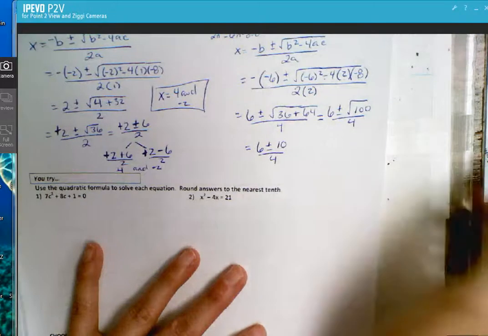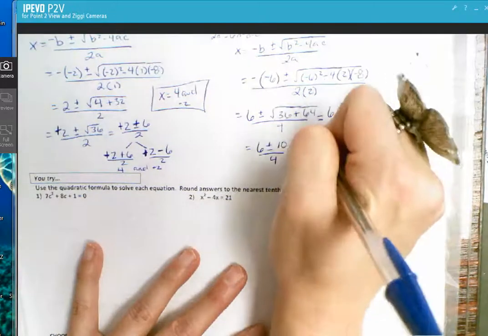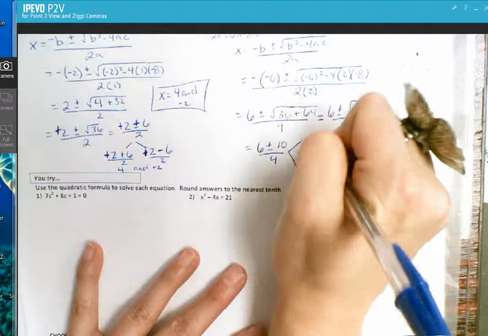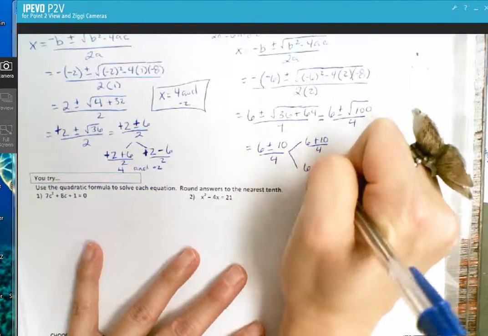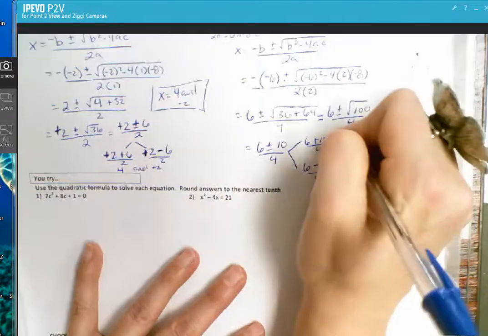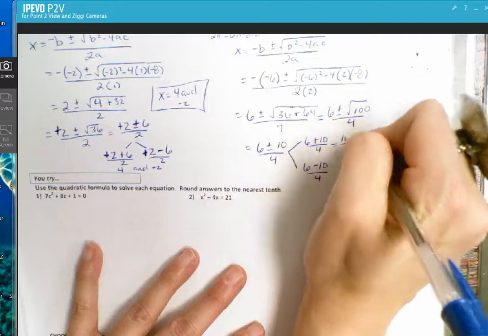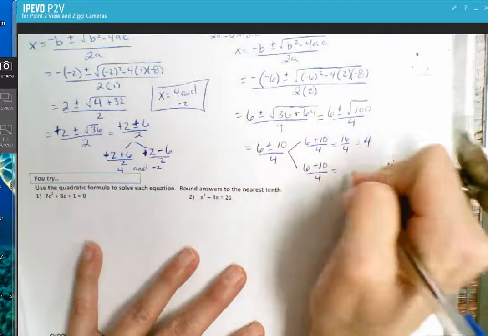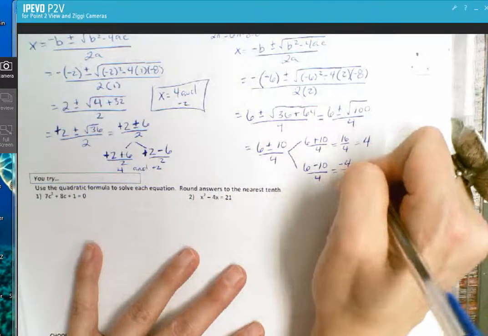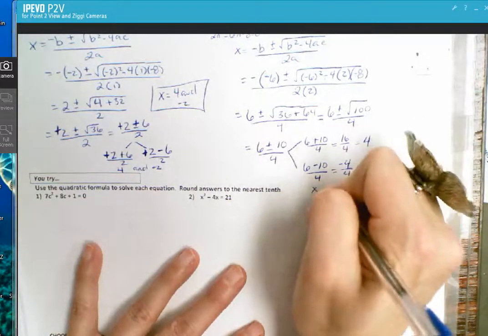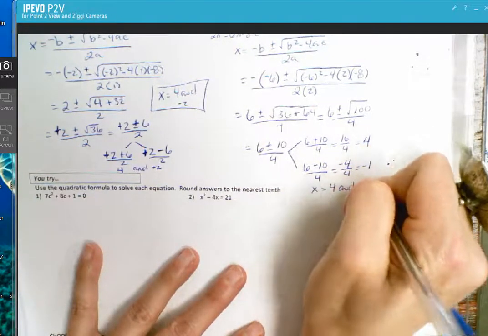Now that I'm completely simplified, 6 plus 10 over 4, and 6 minus 10 over 4. That's 16 over 4, which is equal to 4. 6 minus 10 is a negative 4 over 4, which is equal to negative 1. So x is equal to 4 and negative 1.